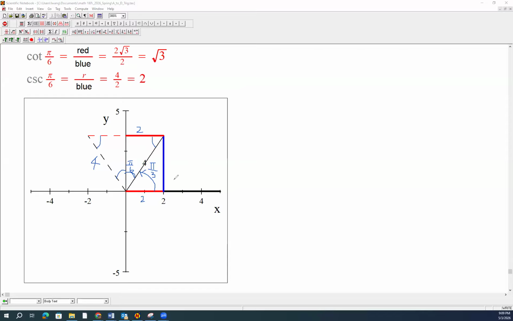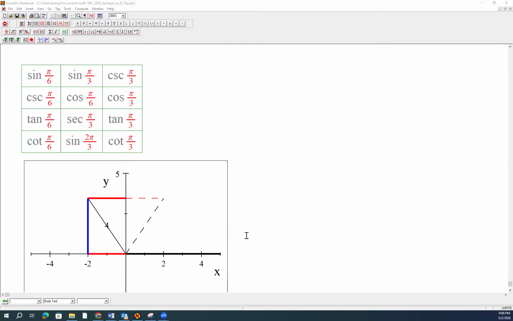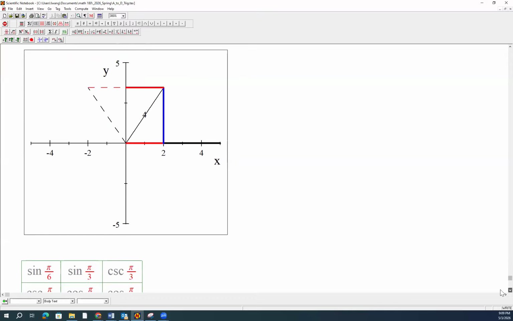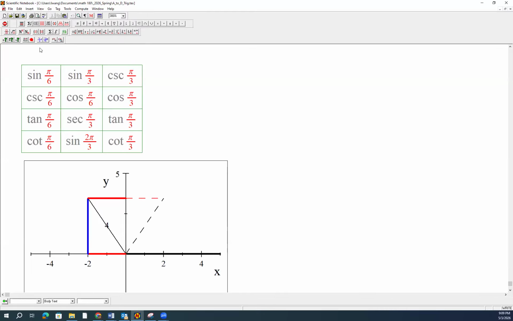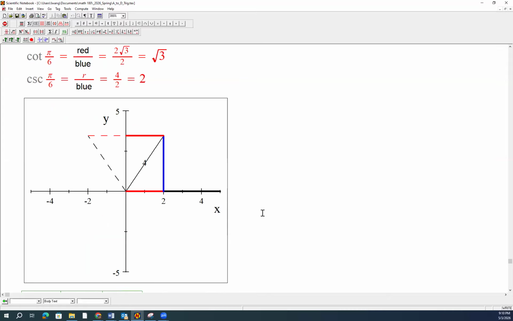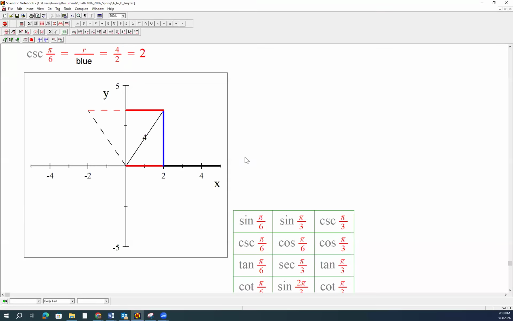Can we find the blue? Yes, if we need the blue, we can find the blue. So with that much information, let me do a little bit of cleaning up. This piece is 2, and that is 4. And now we can go about finding all these pi over 3 values. Let me move this triangle because we'll get to that later. Get the table here. We're going to work on the pi over 3s.